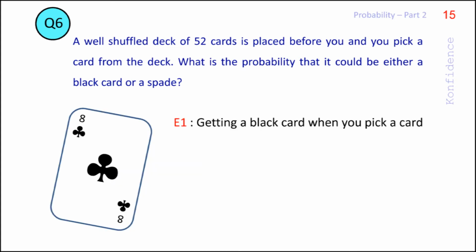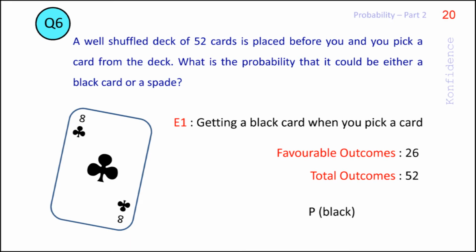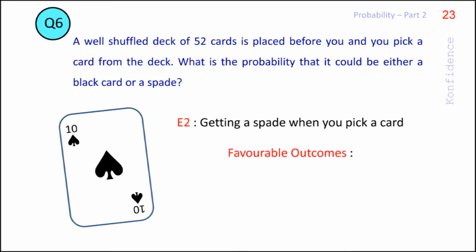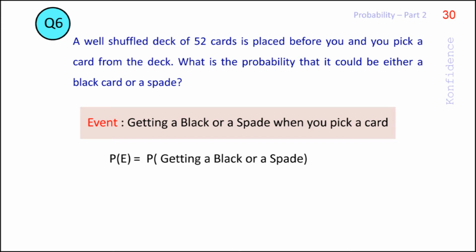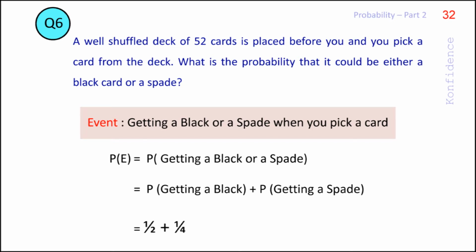We can pick a card from the deck in 52 different ways. So the total number of possible outcomes when we pick a card is 52. We can pick a black card from the deck in 26 different ways. So the probability of picking a black card will be 26 divided by 52, which is 1 by 2. We can pick a spade from the deck in 13 different ways. So the probability of getting a spade when we pick a card from the deck will be 13 divided by 52, which is 1 by 4. So the probability that our event of picking a black or spade happens will be 1 by 2 plus 1 by 4, which is 3 by 4. That is option A. Did you get this answer?